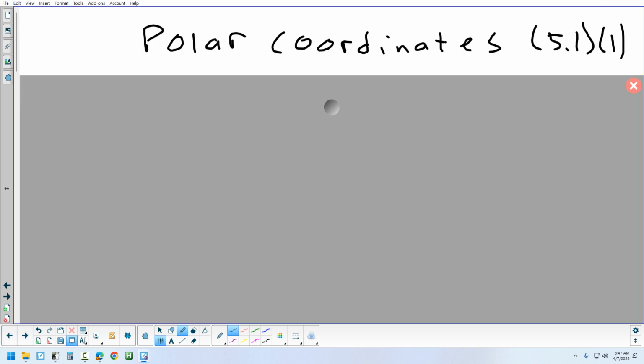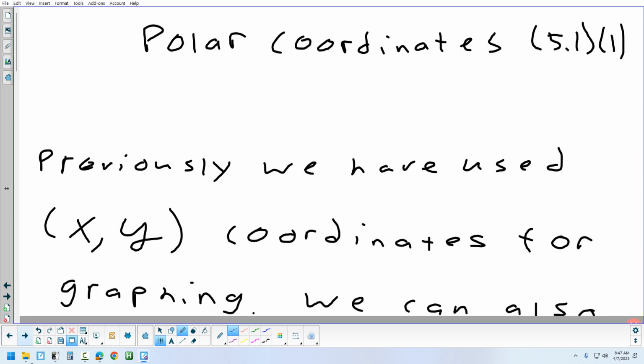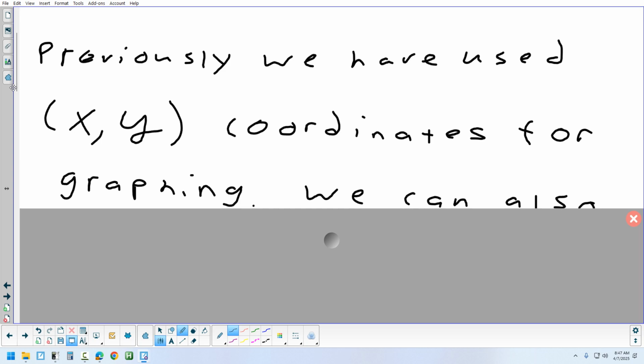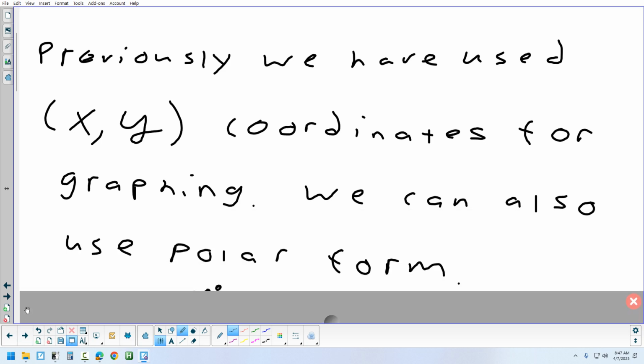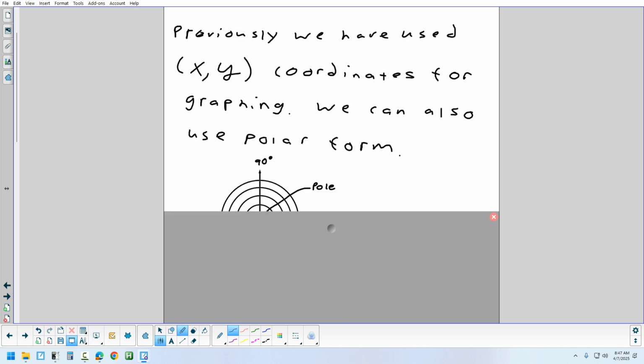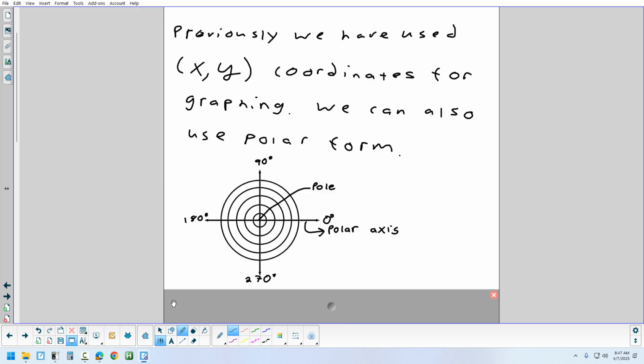All right, so now let's talk about what a polar coordinate looks like. When you have an x and a y value, that's called a rectangular coordinate. What we're going to look at is what's called a polar coordinate. In the polar coordinate system, first of all, it uses a different kind of graph paper. The graph paper it uses is circular.